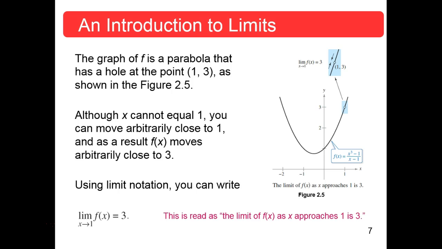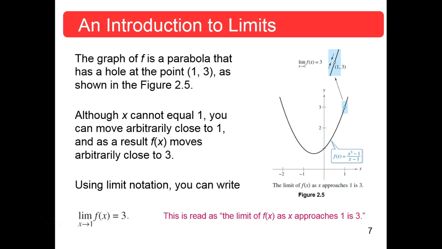All these other values, who cares? So x equal 1 is a hole in the graph. Although x cannot legally equal 1, you can move arbitrarily close to 1, and you see that it gets closer and closer to 3.